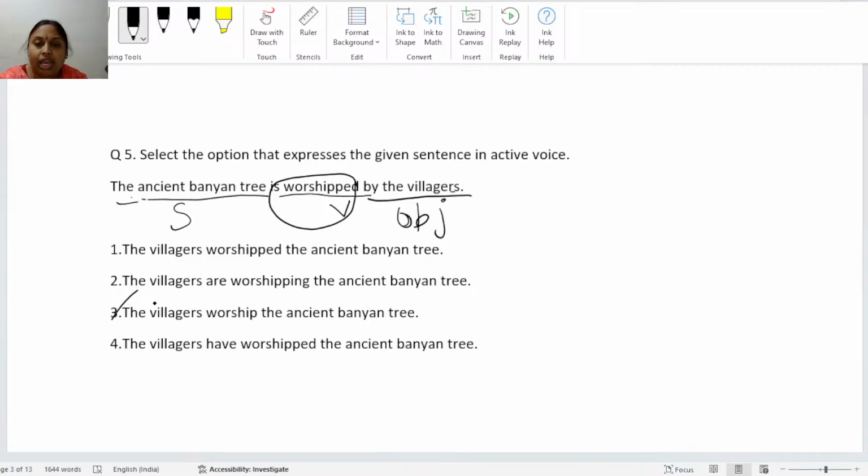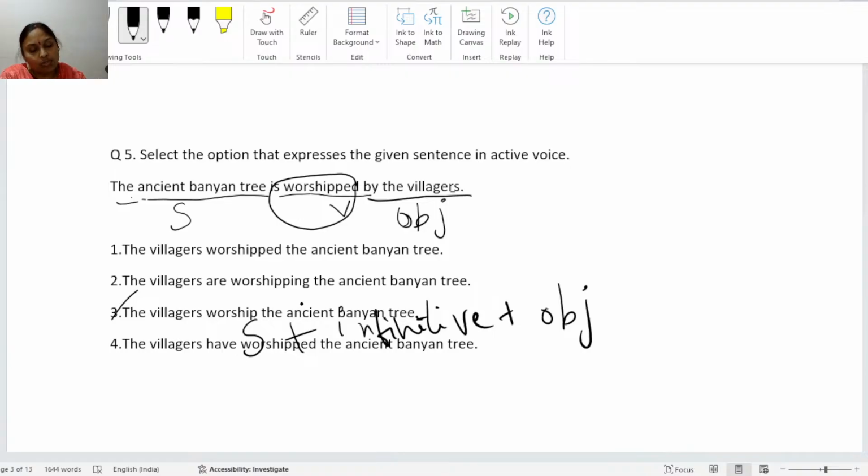So when it comes to the active voice, what will be the condition? Subject plus infinitive. Means it keeps on going. It will never be stopped. Means it will always be considered in the present tense only. So instead of worshipped, worship is supposed to be taken, and then the subject is nothing but the villagers. The object given earlier in the sentence will become the subject, the villagers. And the verb is going to keep on going, so that's why we have to change that to worship. And then the subject becomes the object, the ancient banyan tree. So option will be 3.